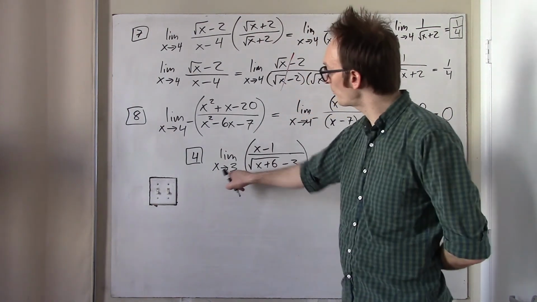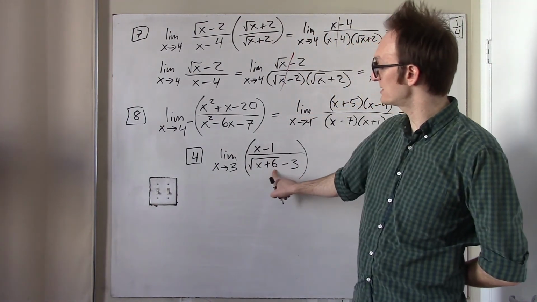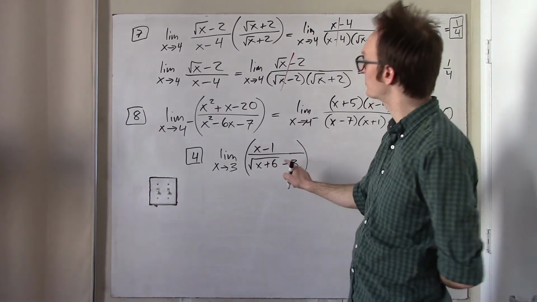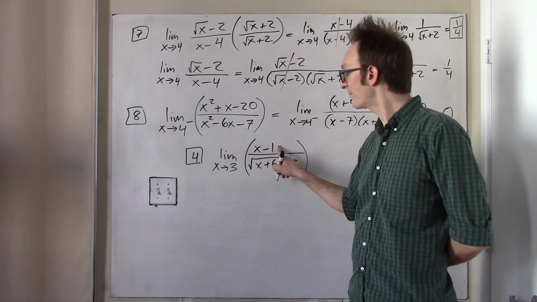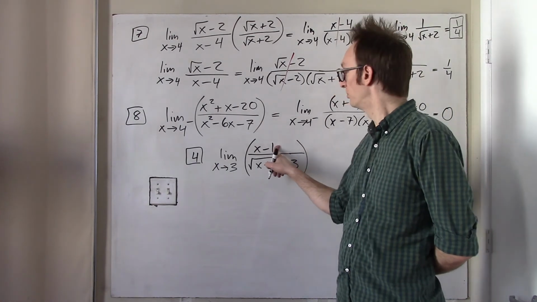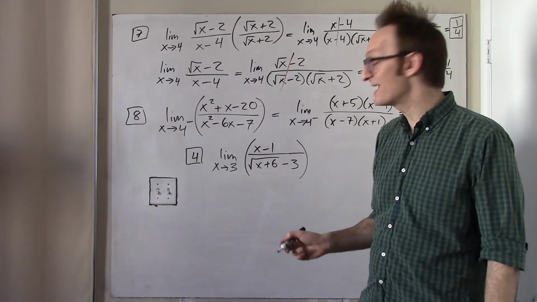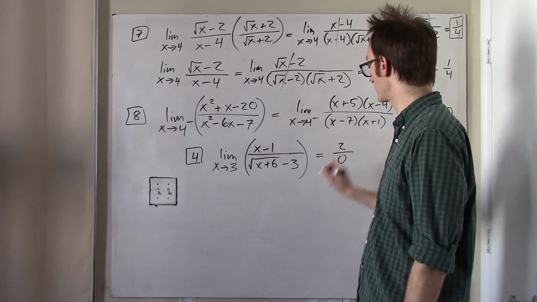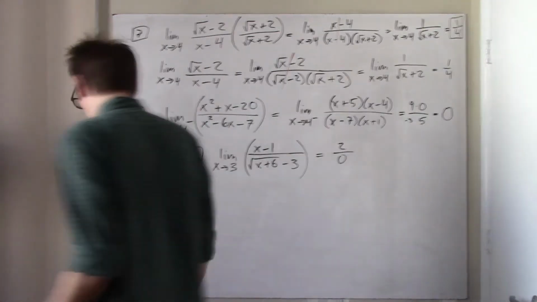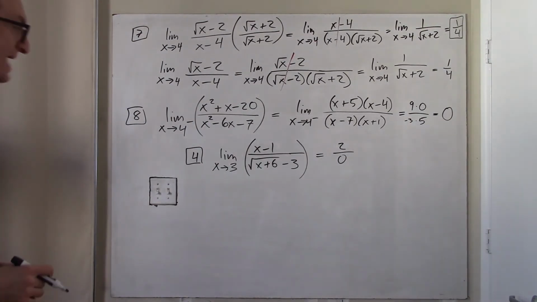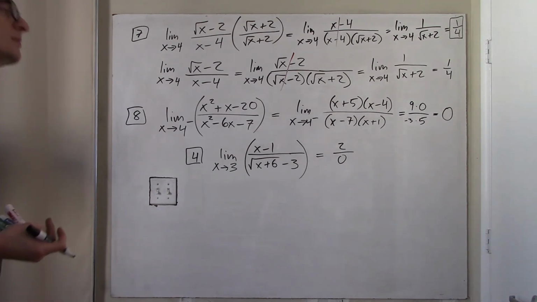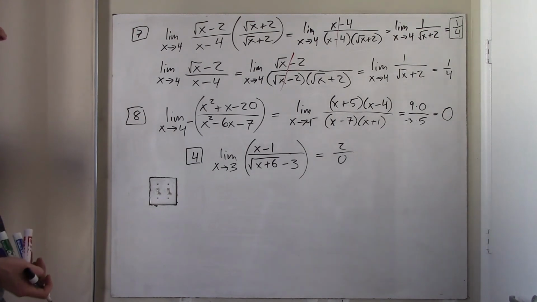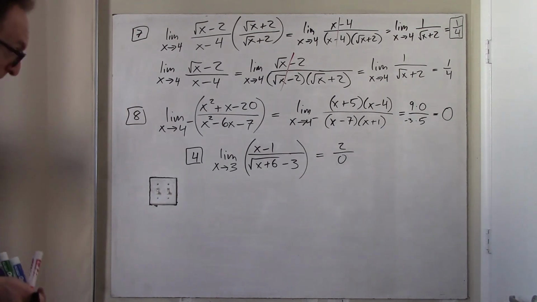What happens if I plug in 3? I get 3 plus 6 is 9, the square root of 9 is 3, 3 minus 3 is 0. But if I plug in 3 up here, I get 2. So this is not a 0 over 0 situation. This is a 2 over 0 situation. And I'm now ready to say that the answer to this limit is that it's just going to be something kind of infinite, or perhaps not existing.